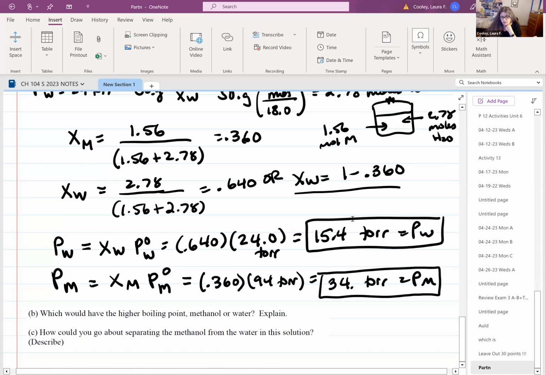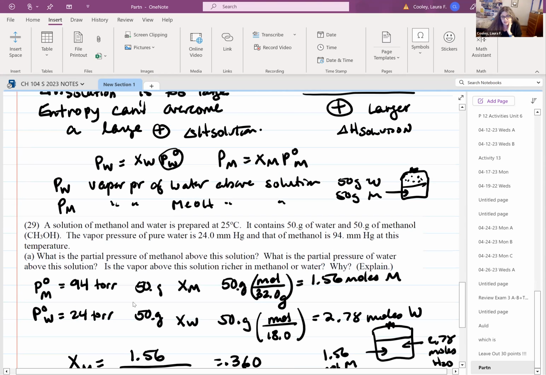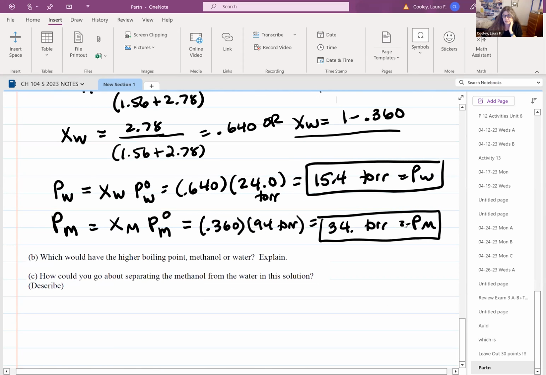So the more volatile component, even though it's outnumbered in the liquid, there's more water in it, the vapor is much richer in methanol, which is not surprising because, as you could see from these two numbers here, methanol has a much higher vapor pressure than water does over the pure. It's almost 4 times higher. So it's not surprising to see that methanol has a much higher vapor pressure here.